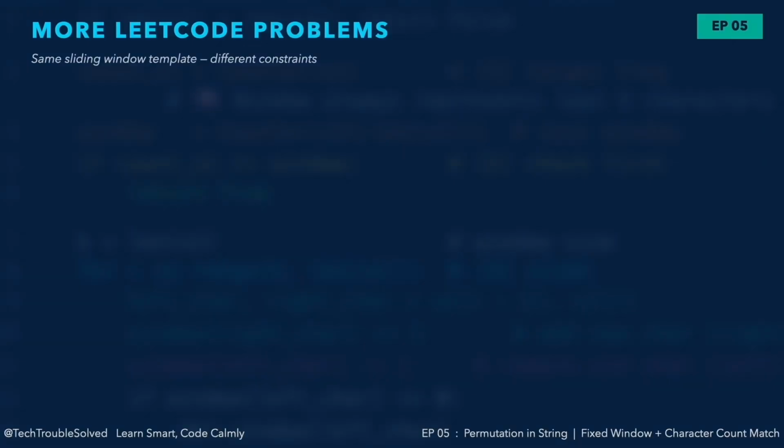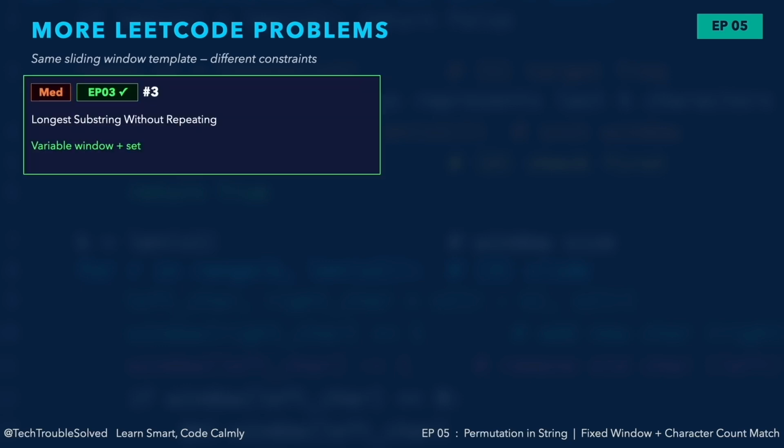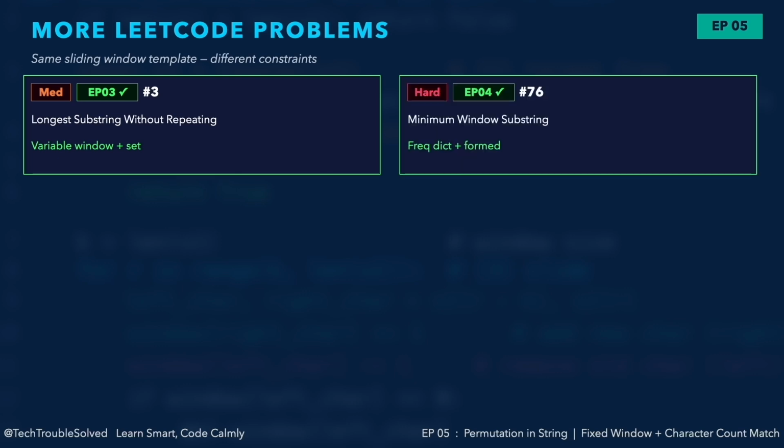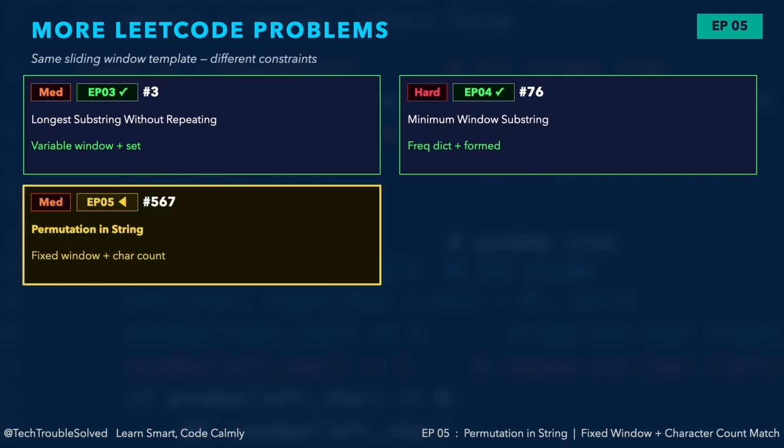I want to show you something before we wrap up. Look at this list. Episode 3, longest substring without repeating: variable window, set, best. Episode 4, minimum window substring: variable window, frequency dict with formed counter. Episode 5, permutation in string: fixed window, counter comparison. Same family, same underlying idea. A window that moves through a string. But the condition changes. The data structure changes. The resize behavior changes.